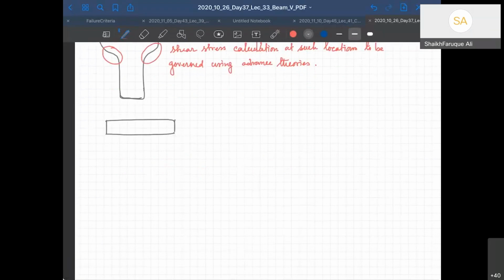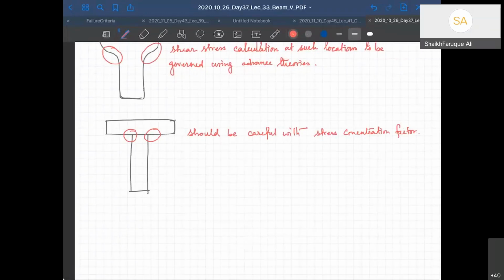Also for sections like this, although these are rectangular sections, these locations should be careful with stress concentration factors. Okay, those things you have to make sure that you have some ideas. Yes, most of the cases for B by D greater than 2, there will be issues with shear stress distribution.